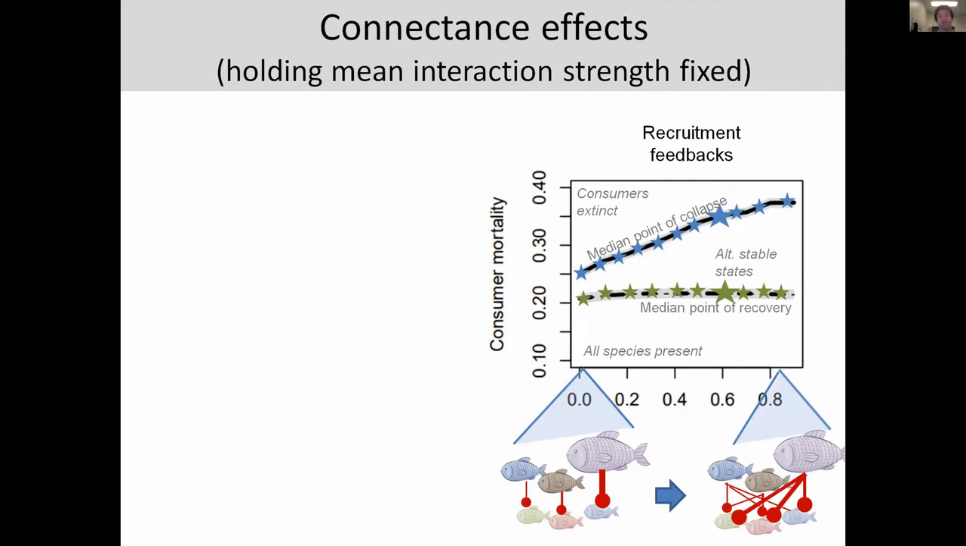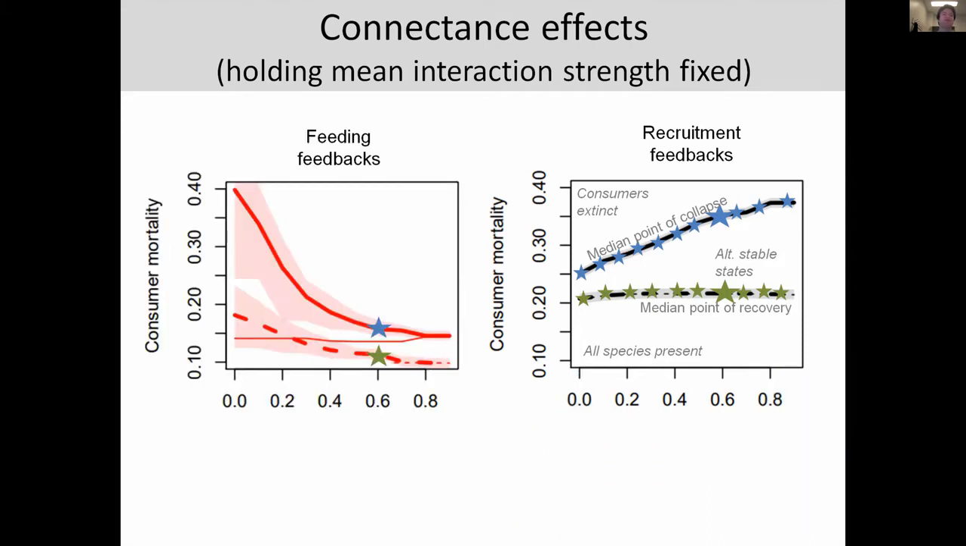Some consumers have higher grazing rates, some have higher recruitment rates, and they're more abundant. As we increase connectance, just that structure of the network, those dominant consumers can now control a greater fraction of all resources. So just by changing the connectance, we're increasing the total amount of top-down control, and that strengthens the recruitment feedback loop.